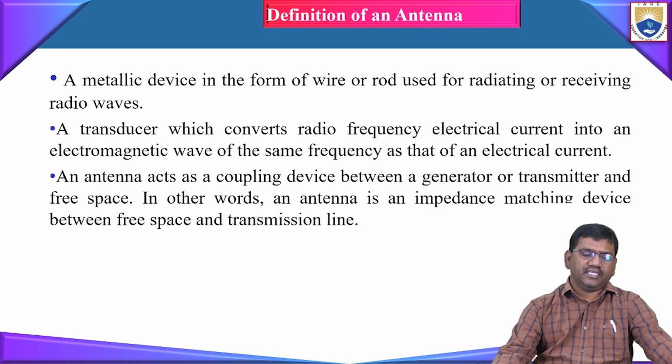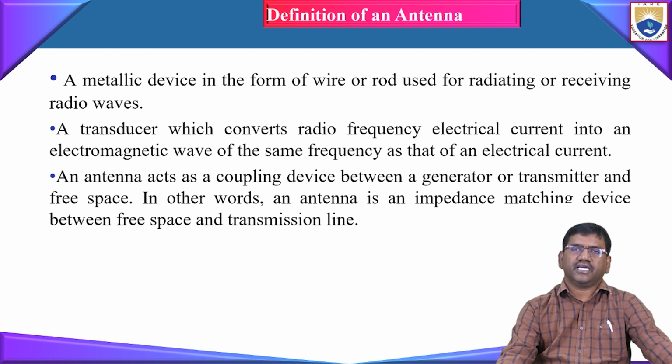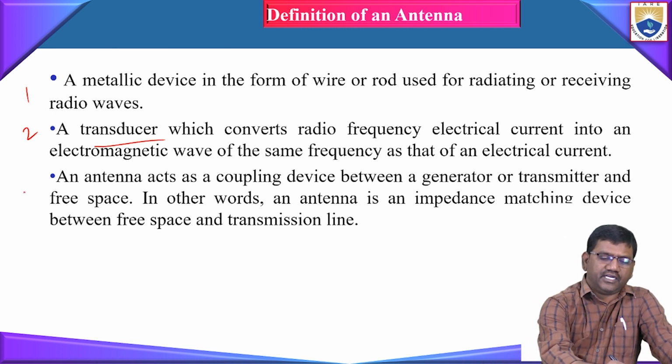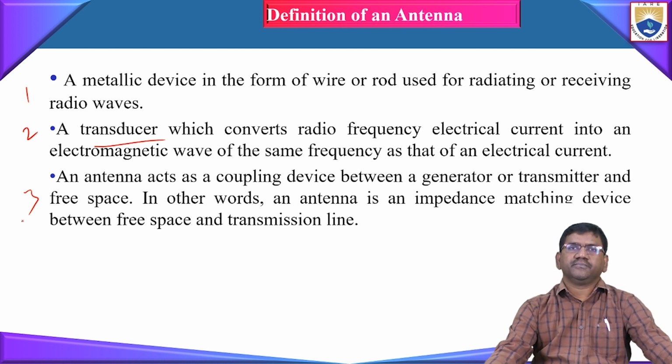The transducer converts radio frequency electrical current into an electromagnetic wave of the same frequency as that of the electrical current. So this is another definition. There are three basic definitions for an antenna. One is that it is simply a wire or rod for receiving radio waves. It is a transducer which converts one form of energy into another form of energy.